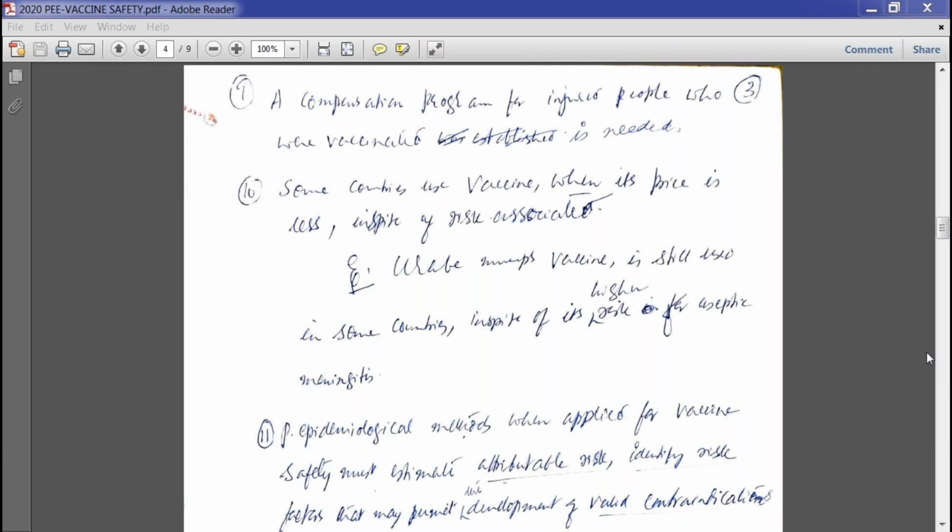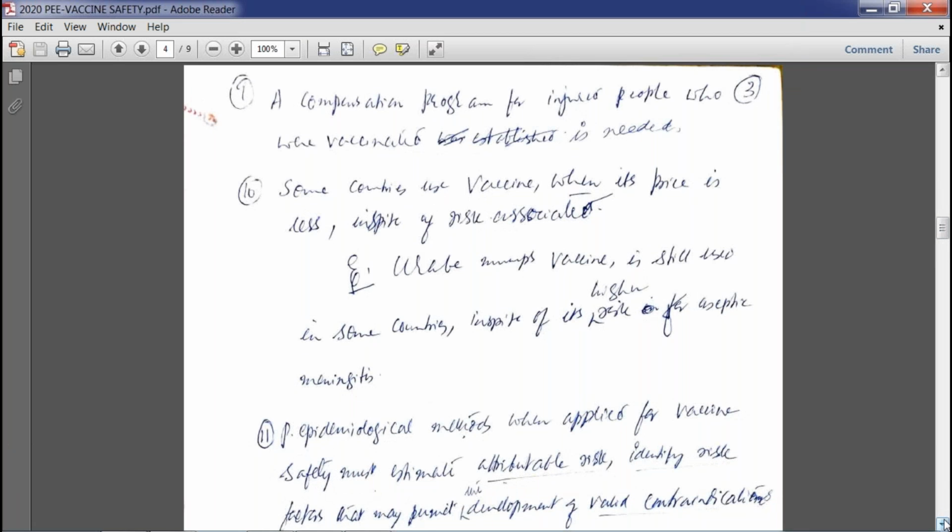But look at the funny thing: in some countries, what happens may create an issue. Some countries use the vaccine when the price is lower, even though the risk is associated. This can lead to outbreaks of disease and more patients will be affected. For example, a European mumps vaccine is still used in some countries in spite of its higher risk of causing aseptic meningitis. This is a risk associated with this vaccine, but because the price is lower, they start using it. So it is an issue. The policy should be made in such a way that such vaccines should never be used depending on price variation.